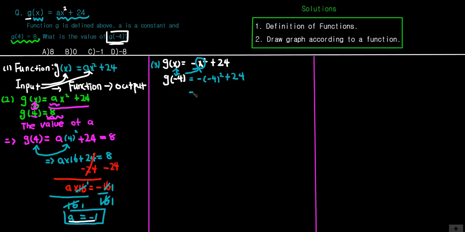So we can get the answer negative, and then negative 4 times negative 4, which is negative 4 squared, is going to be negative 16, plus 24, which is going to give us negative 8. So in conclusion, we can say that g of negative 4 is equal to negative 8. So our answer for this question is going to be A in this case.